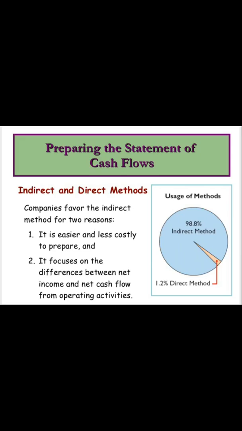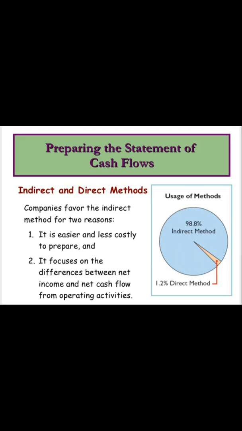As you can see in a pie chart that 98.8% has been used in indirect method while 1.2% is for direct method usage, because the usage of indirect method is so high because it is easier and less costly to prepare.